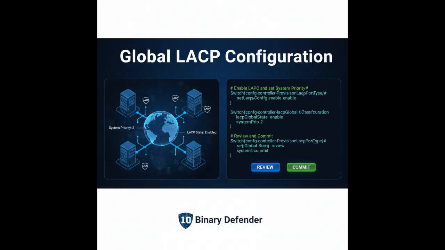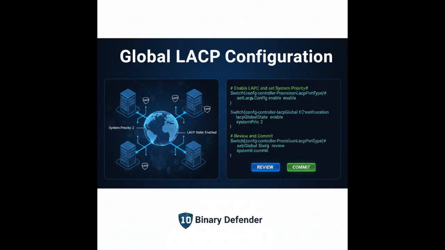First, we set our global parameters. We enable the LACP state and set a system priority. The valid range is 1 to 65535, with 32768 being the default. Use the review command to double-check your work before hitting commit to send the config to the NID.